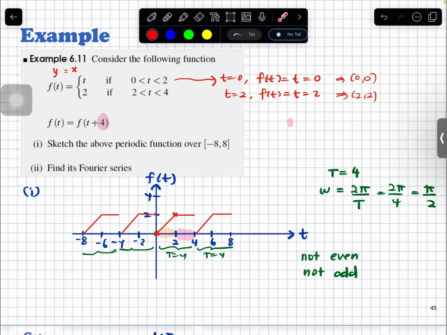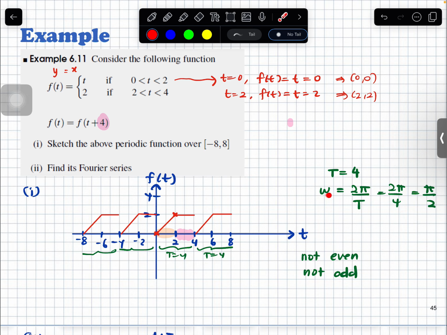Okay. Next is to find its Fourier series. We know that in finding the Fourier series, you have to show the calculation of a0, an, and bn. And to calculate that, we need certain information, which is the period. So here we label the period as capital T equals 4. The 4 value here you can take from the given periodic statement, or you can calculate the distance of one unit cycle. This is 4. So that is consistent for here and for here.